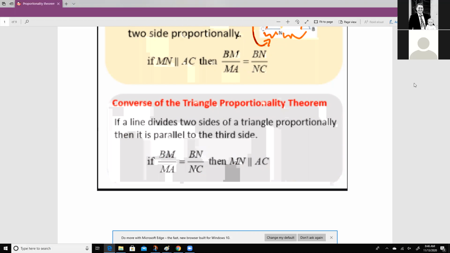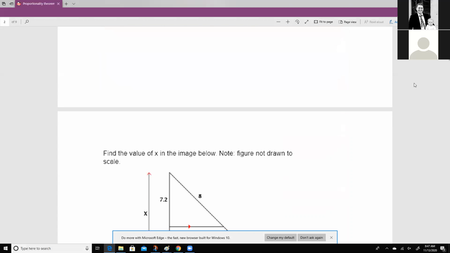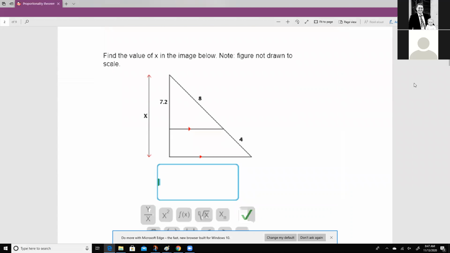Little thing, if the line divides the two sides of a triangle proportionally, then it is parallel to the third side. Cool. So the reverse of that statement is also true. Let's go ahead and scroll down a little bit and see where this would come into practice.